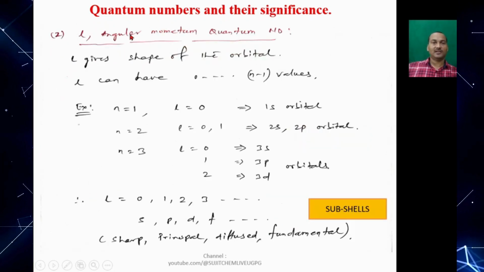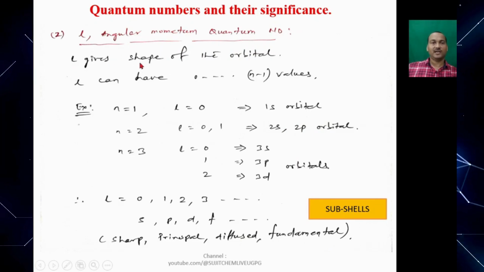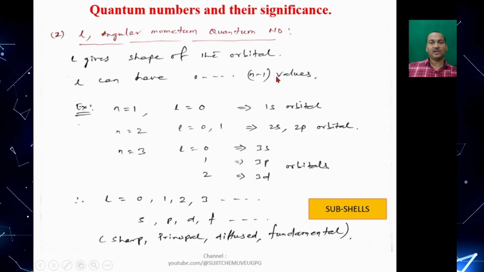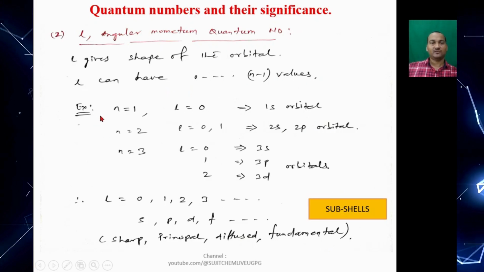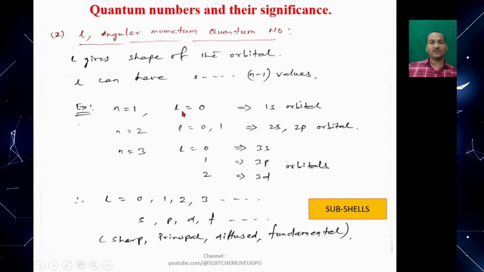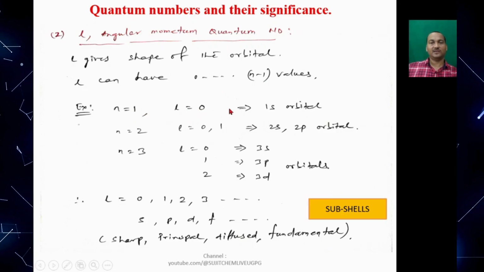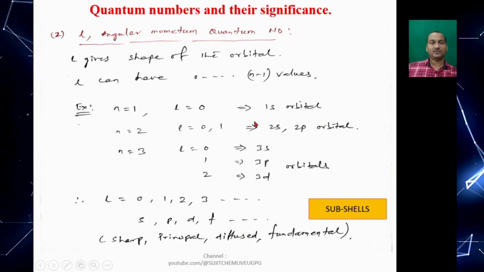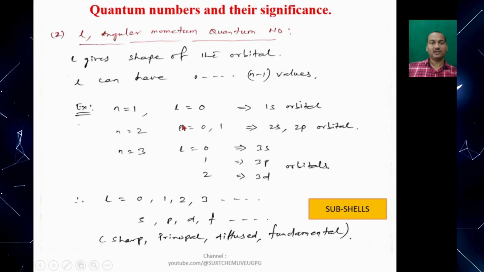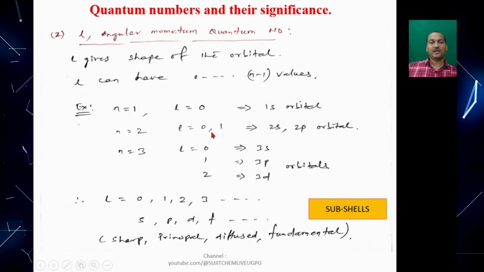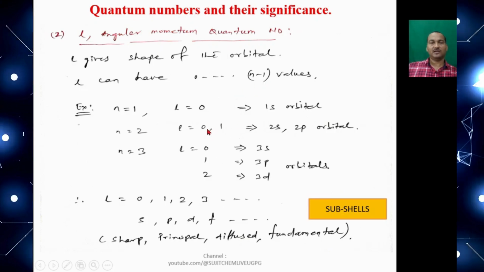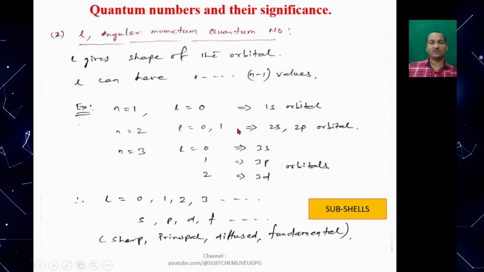The next is l, the angular momentum quantum number. l gives the shape of the orbital. l can have values from 0 to n minus 1. When n equals 1, n minus 1 is 1 minus 1, that is l equals 0, which represents the 1s orbital. These are called subshells. When n equals 2, l can have 2 minus 1, that is 1, and then 1 minus 1, that is 0. So l can have 0 and 1.